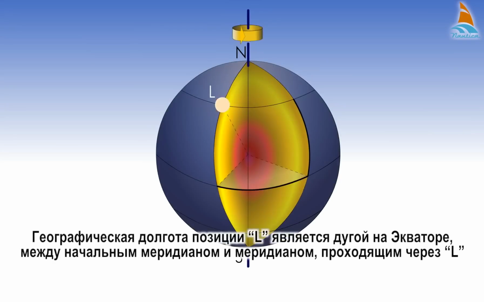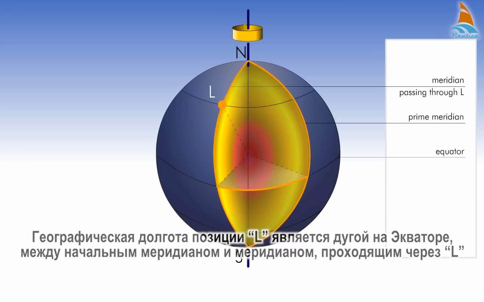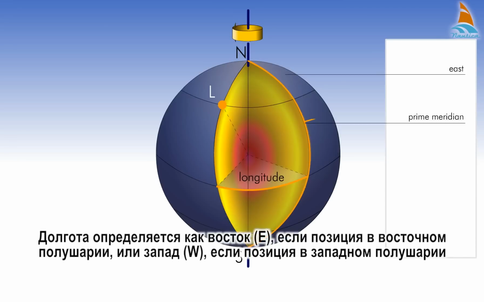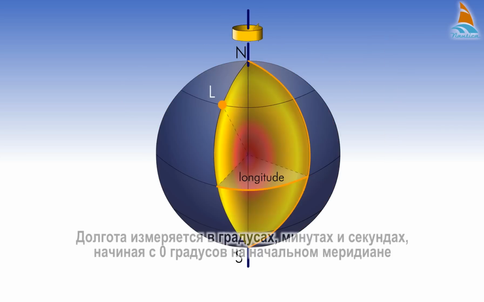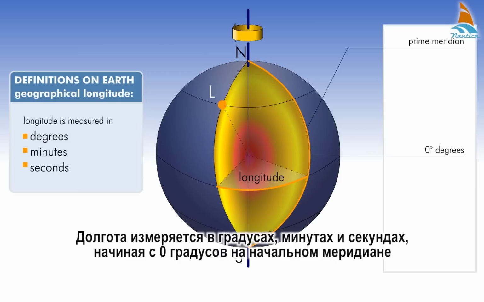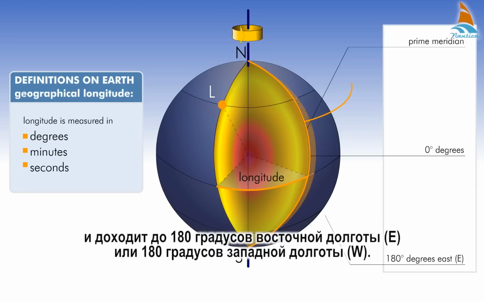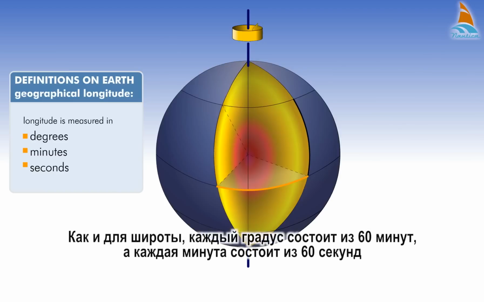The geographical longitude of position L is the arc measured on the equator that is included between the prime meridian and the meridian passing through L. The longitude is defined as east, E, if the position is in the eastern hemisphere, or west, W, if the position is in the western hemisphere. The longitude is measured in degrees, minutes, and seconds, starting from 0 degrees at the prime meridian, going up to 180 degrees east or 180 degrees west. As with latitude, every degree has 60 minutes and every minute has 60 seconds.